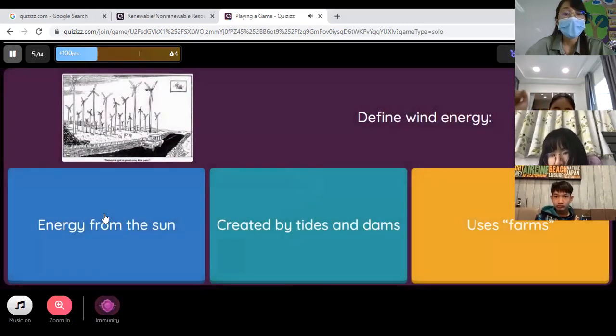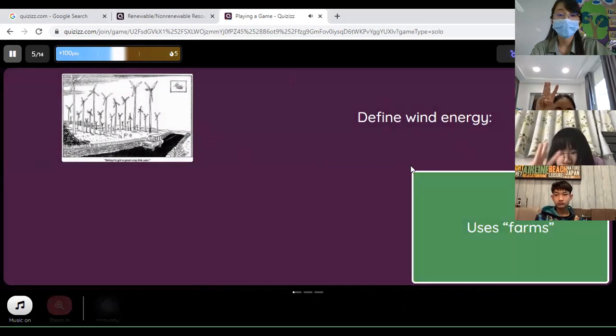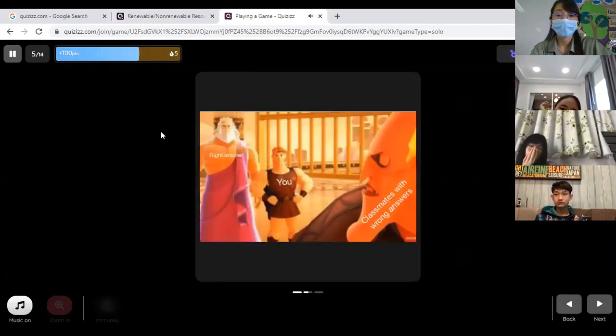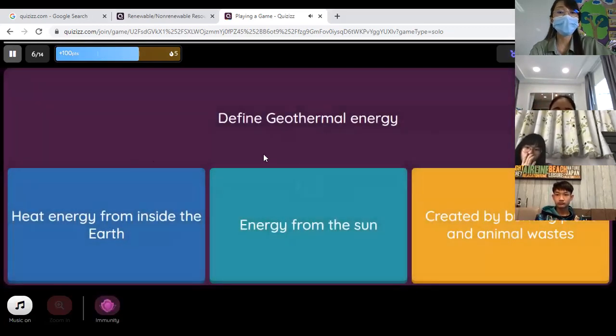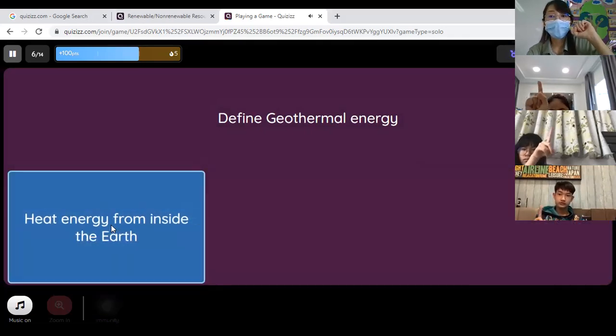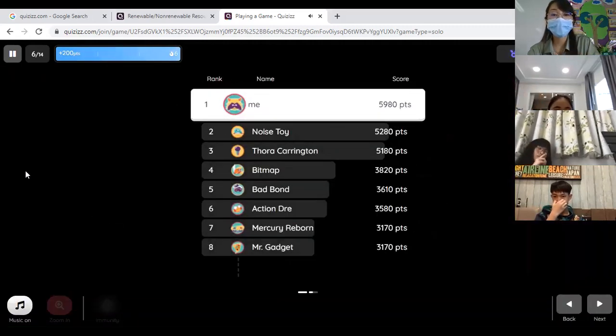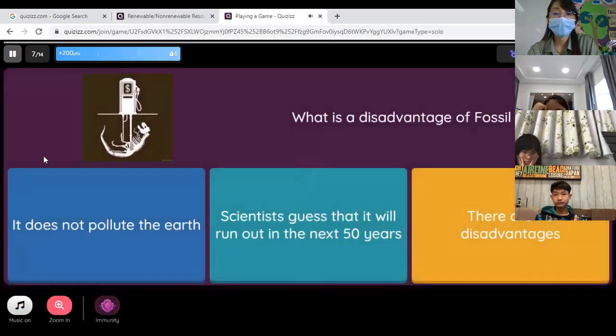Define wind energy. Is it energy from the sun, created by tides and dams, or uses a wind farm? Okay, everyone. All right. Define geothermal energy. Heat energy from the earth, energy from the sun, created by burning plants and animal waste. One? Are you guys sure? One? Okay. Very good. Question 7.